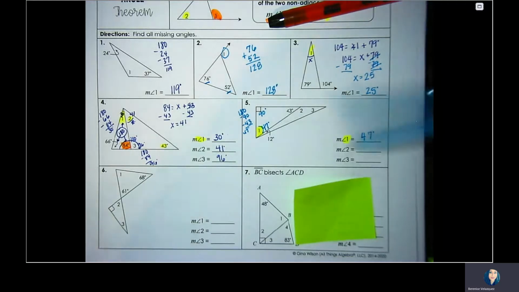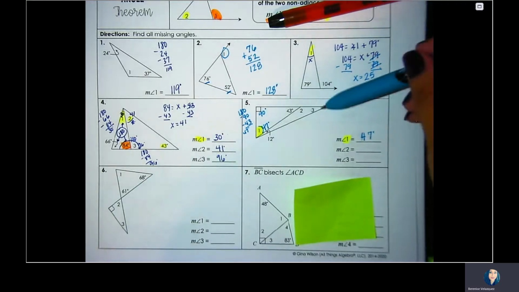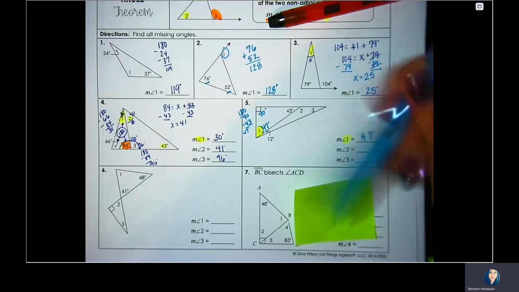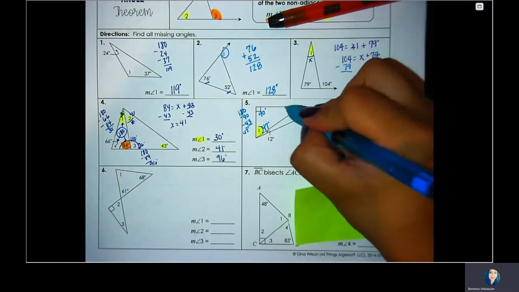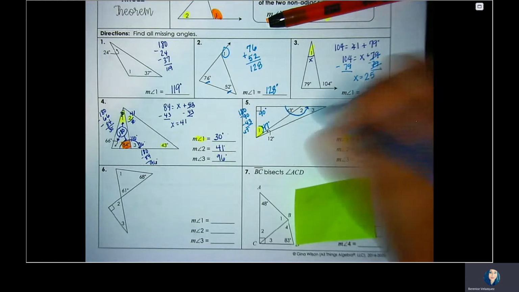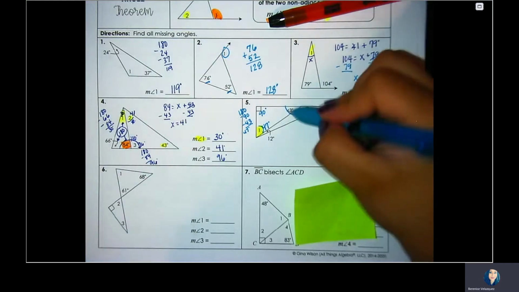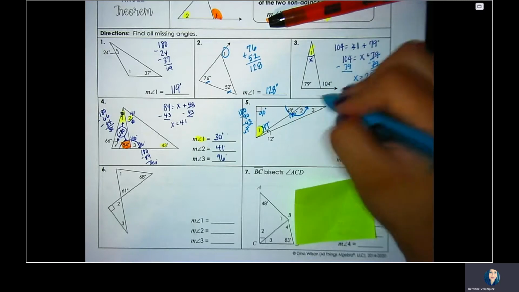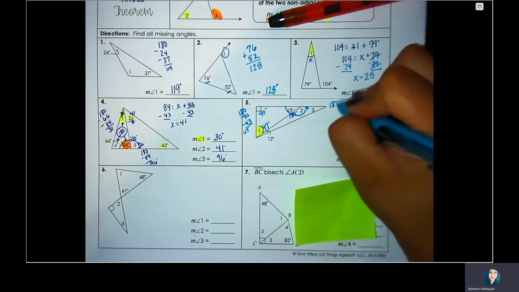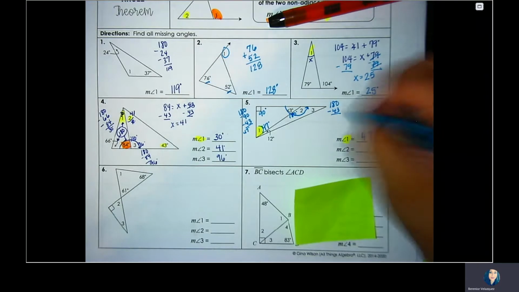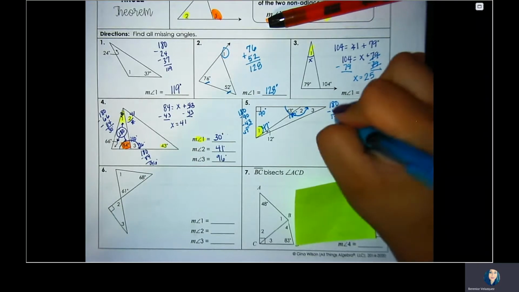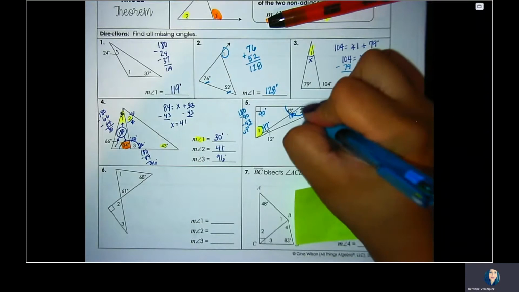Then we have these two here. And again, there are different ways to solve for this one. This is not the only way. What if I solve for angle 2, just to go in order, by saying, okay, this is a straight line, this is 180 degrees. So to find angle 2, I would do 180 minus 43 degrees. That would give me 137 degrees. That is angle 2.